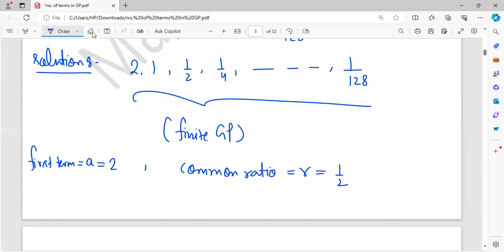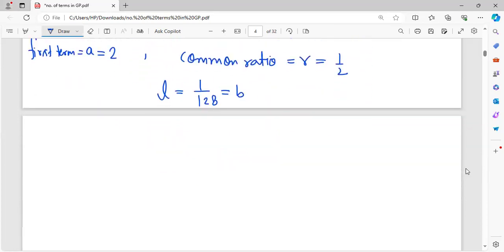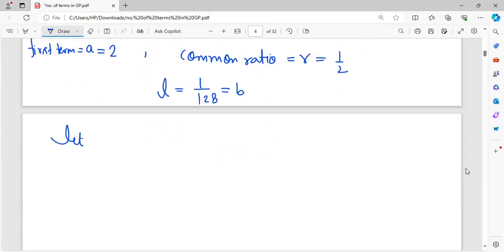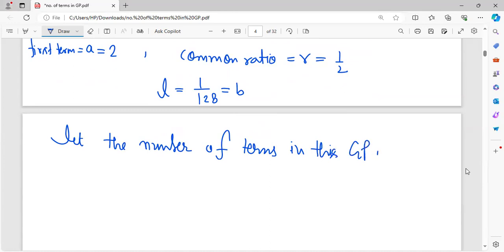And what is the last term? The last term is 1 upon 2 to the power 8. That is my B. I'm saying this B. So let the number of terms in this GP be n. Then the last term is B, that is the nth term.